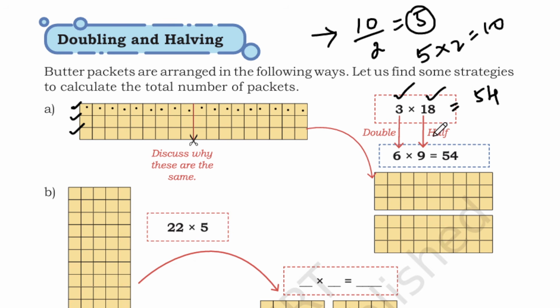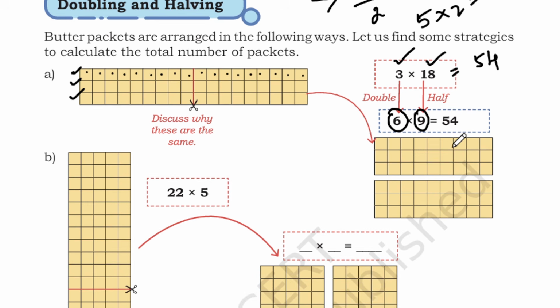3 18s are 54. So what they have done, they have divided this into 2 equal parts, and they have doubled the number 3, which is, they doubled the rows. So they put 6, and 18 they have taken half, which is 9. So again, if you multiply these two, you are going to get the same answer, 54. So 18 into 3 is also 54, and 6 into 9 is also 54.